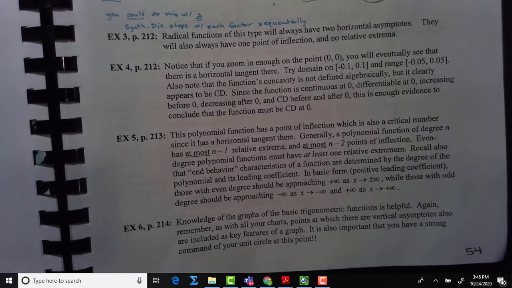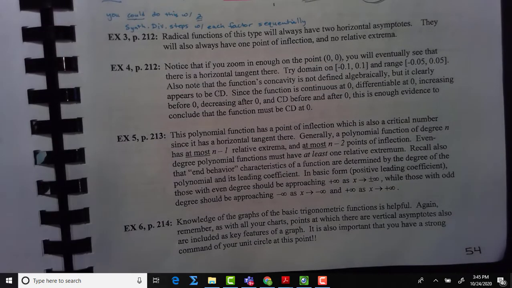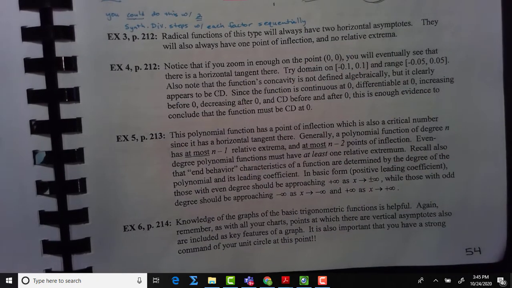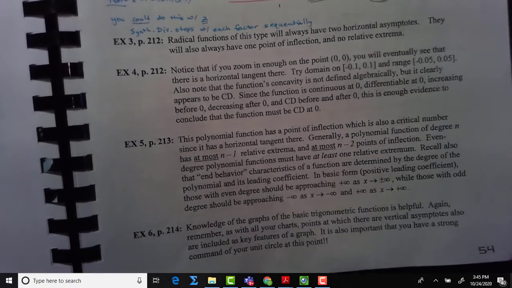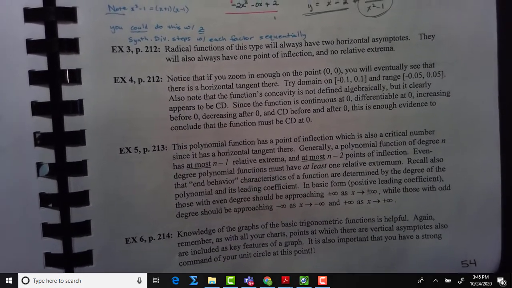I just discussed the main comments about example 2. But for examples 3, 4, 5, and 6, I am not going to come back to these comments. I'm going to leave them to you for you to do when you're looking at the examples.